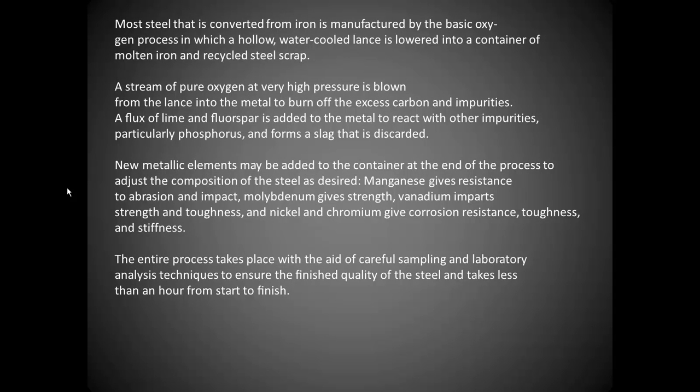Here's the manufacturing process. Most steel is converted from iron, manufactured by the basic oxygen process, in which a hollow, water-cooled lance is lowered into a container of molten iron and recycled steel scrap. Within that lance, a stream of pure oxygen at very high pressure is blown into the metal to burn off excess carbon and impurities. And then a flux of lime and fluorspar is added to the metal to react with other impurities, particularly phosphorus, and forms a slag that is discarded.